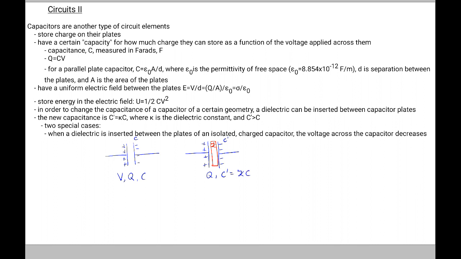So then what happens with the voltage? Well, voltage in this situation is still Q over C prime. Q is the same between the 2 scenarios, and C prime is now kappa times C, so the voltage is less than Q over C, which is what we had without the dielectric. So when we insert a dielectric between the plates of an isolated charged capacitor, the voltage across the capacitor decreases.